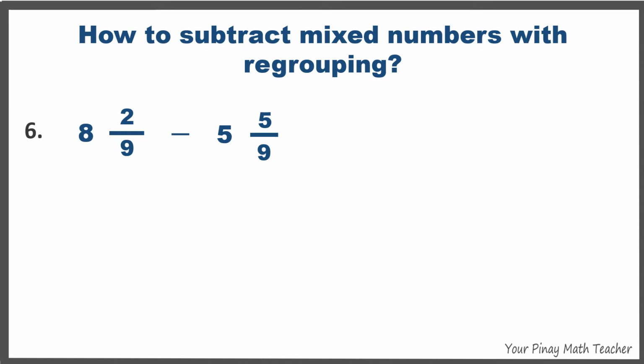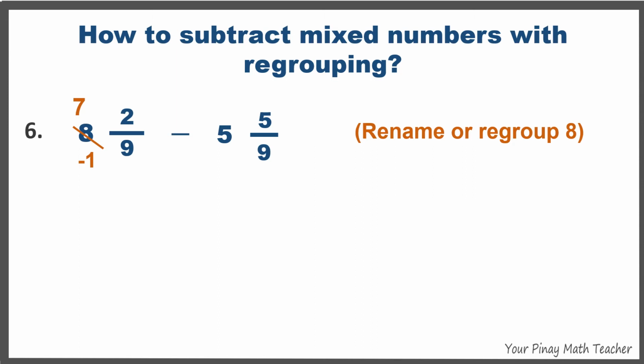In this example, we cannot subtract the whole numbers and the fractions right away because our fraction 2/9 cannot be subtracted by 5/9. We have to do something. We have to rename or regroup 8. Since we cannot subtract 2/9 by 5/9, we have to borrow one whole from 8. So 8 becomes 7, and that one whole that we borrowed must be returned.